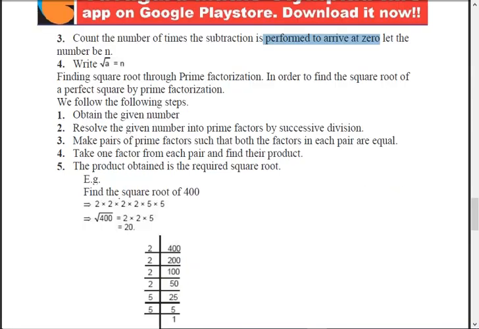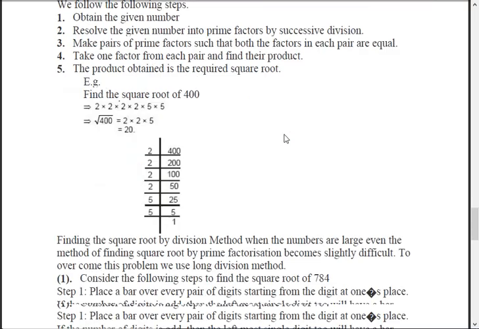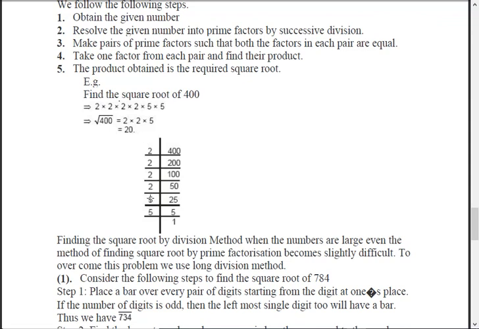Another method of finding the square root, which is easier, is to find the square root of a perfect square by prime factorization. What are prime factors? Prime factors are those numbers which cannot be divided further. For 400, you go on dividing by 2, then 2, 2, 2, 2, all these.